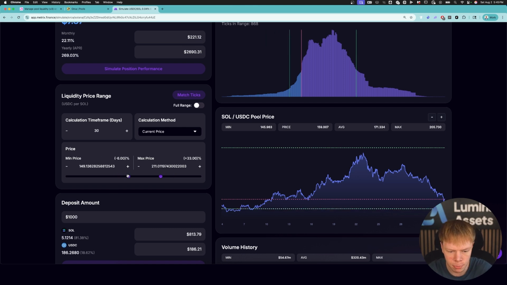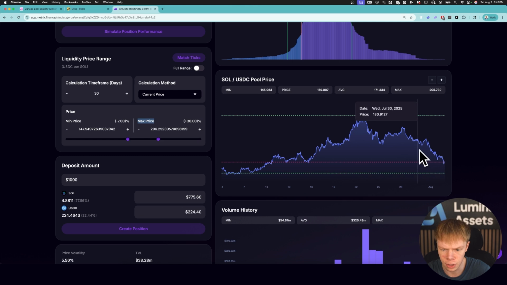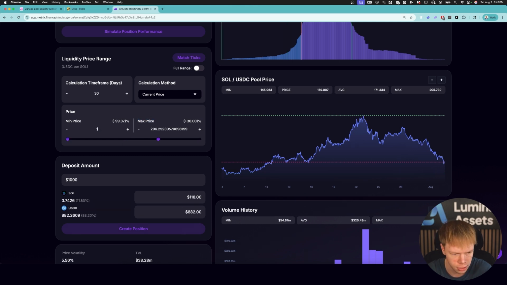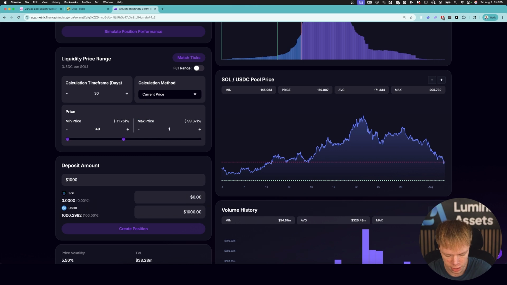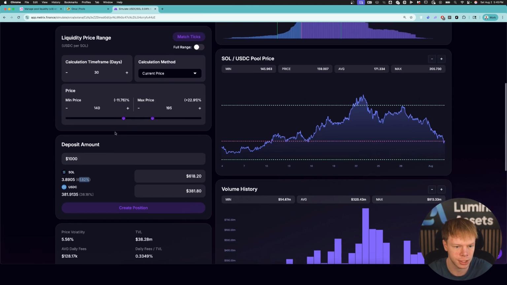Let's go ahead and set a min price at this 30-day low, and then a max price at this 30-day high. Since we are relatively close to the 30-day low, I am going to broaden this a little bit. We're going to bring this down to about 140, and then bring this down from 206 to something like 195 or so. That way I can have about 62% of my liquidity in SOL. So it's going to tell you exactly how much of each asset you need.